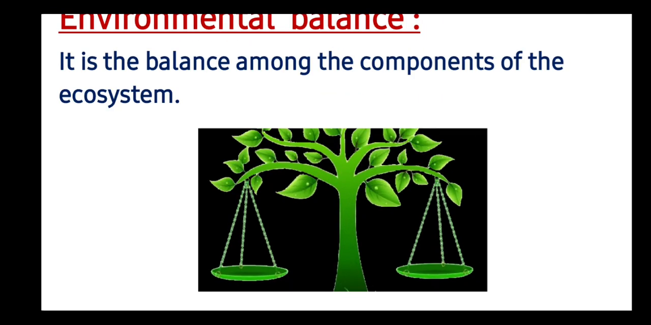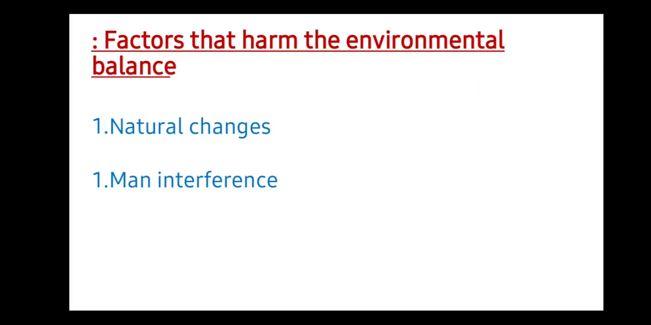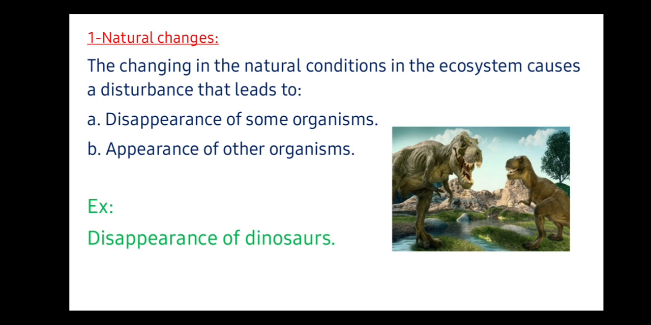You have to know that there are factors that harm the environmental balance. These factors affect the environmental balance, like natural changes and man's interference, meaning man's activities. Natural change, for example, causes the disappearance of some organisms and the appearance of other organisms.